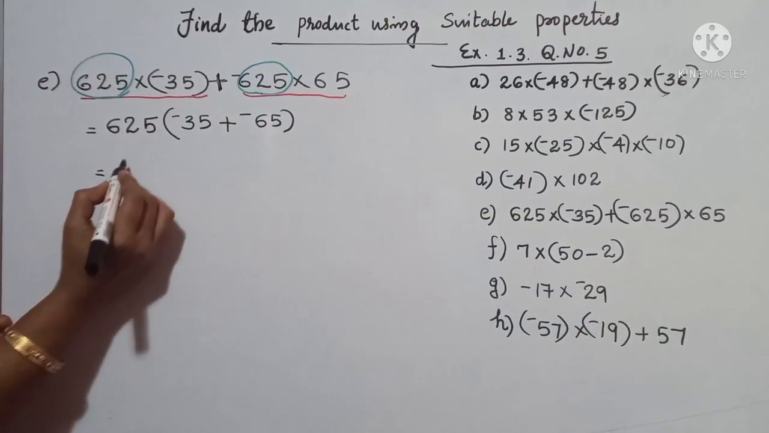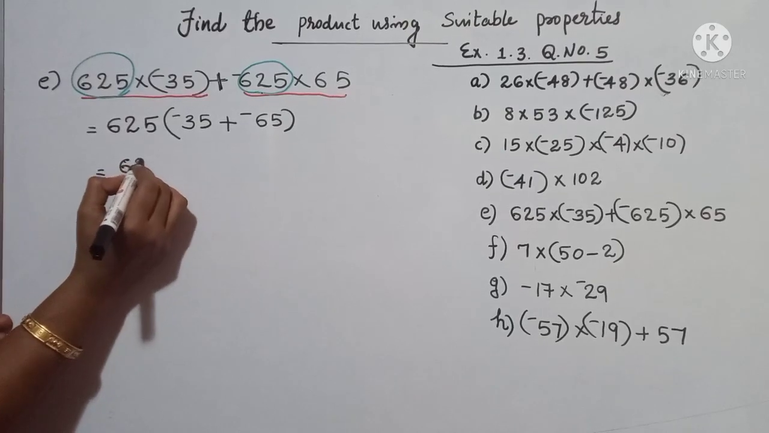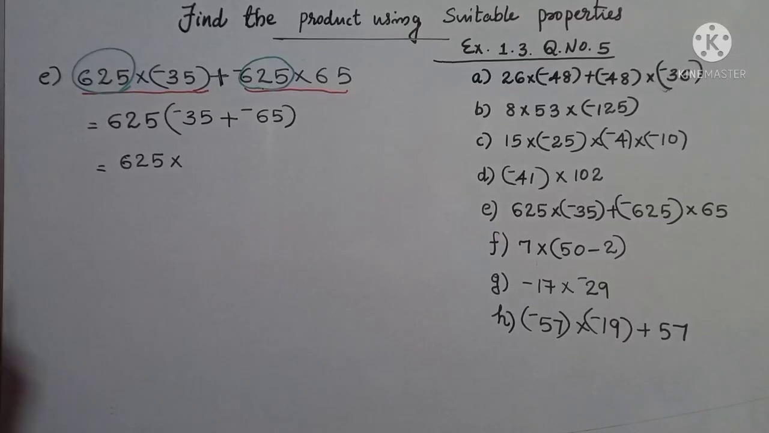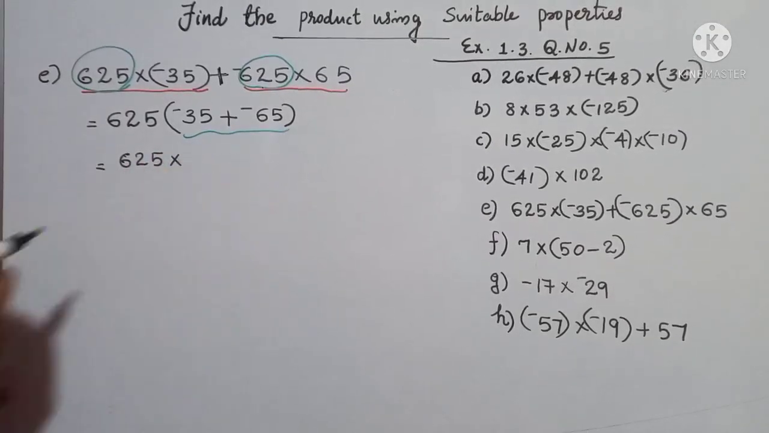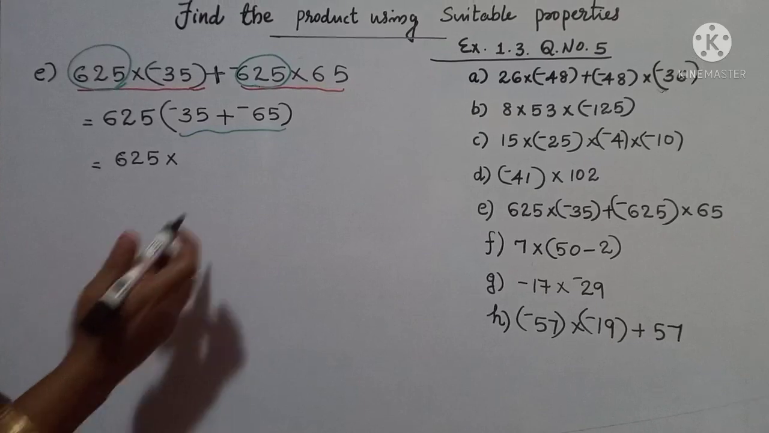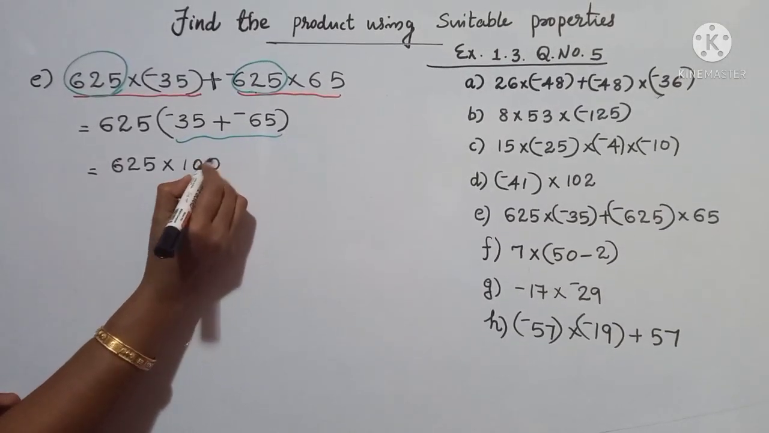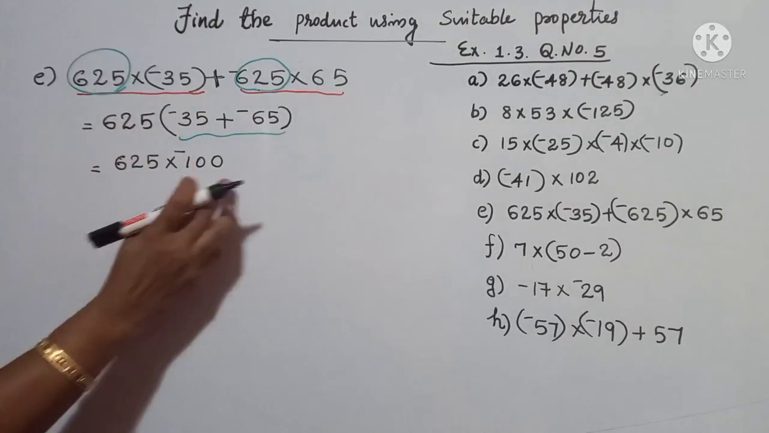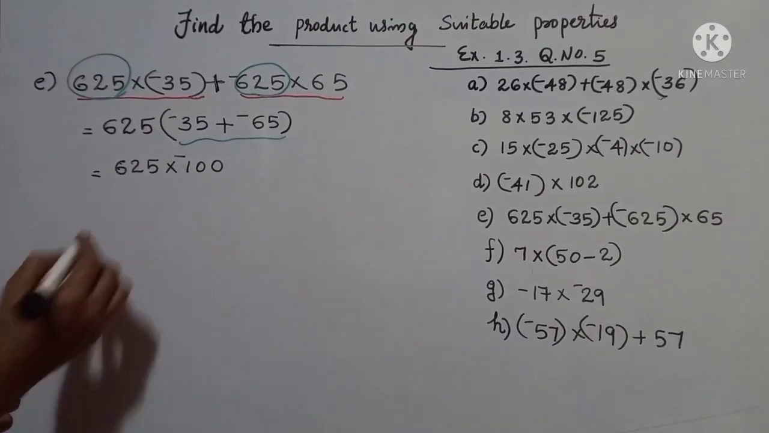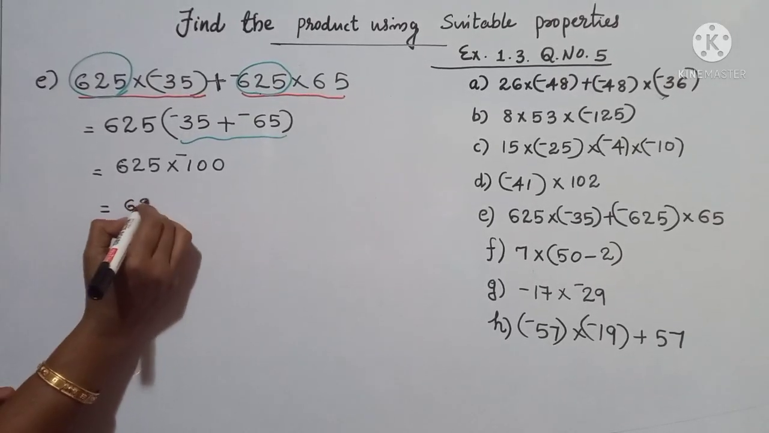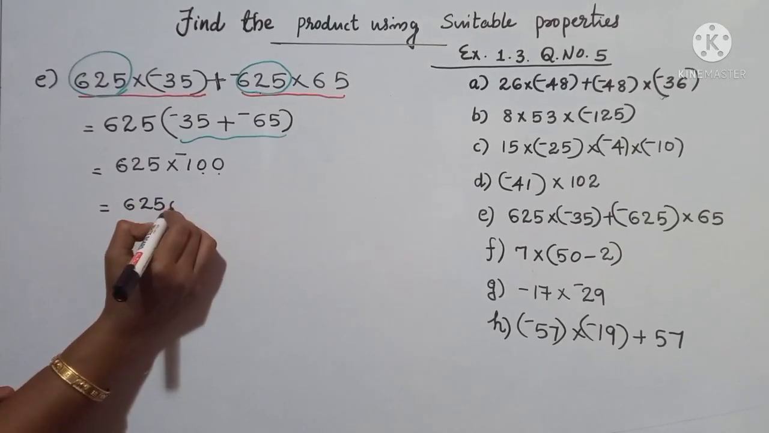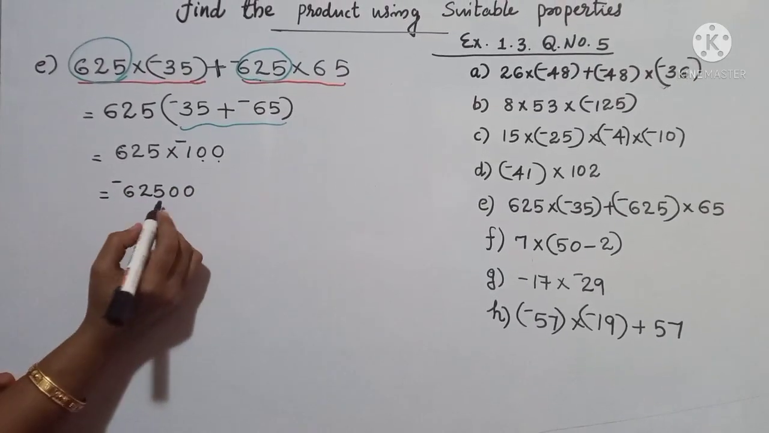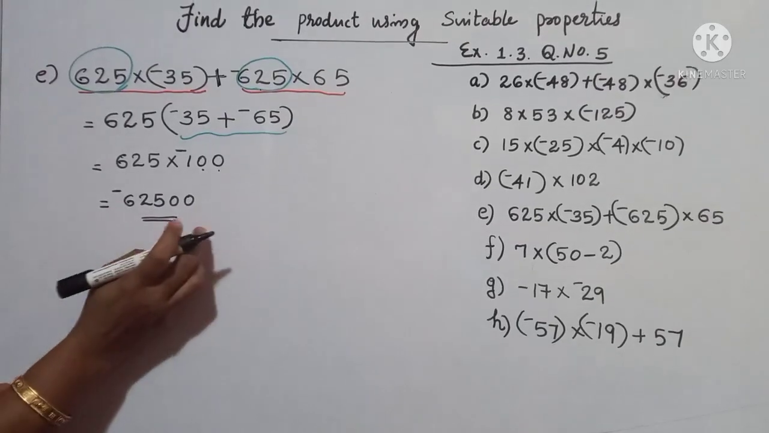Okay. Then that is equal to 625 into, do this calculation inside that bracket. Minus 35 plus minus 65 is 100. Both are negative, so the answer is also negative. Sum of two negative integers is a negative integer. And multiply this. 625, then two more zeros we have to put to the right of this number. Then here it is negative. Put that minus here. Then the answer is minus 62,500.